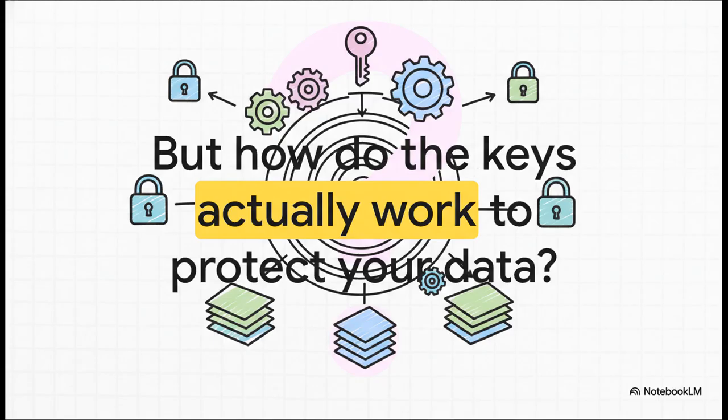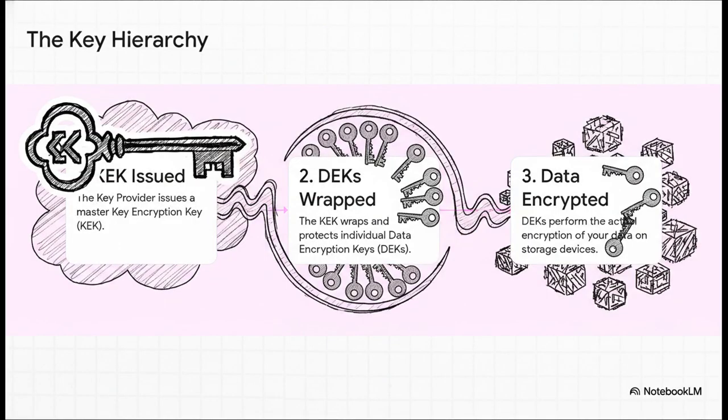It's not just a single key that locks up everything. There's actually a really clever hierarchy at play here that gives you both security and scalability. So it works like this. First, your key provider, doesn't matter if it's the NKP or an external KMS, creates a master key. This is called a key encryption key, or KEK. Think of this as the master key to a giant safe.